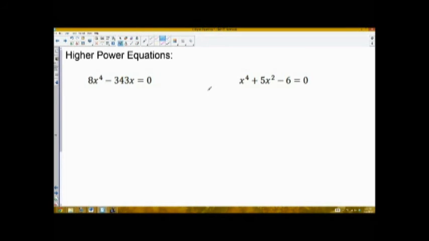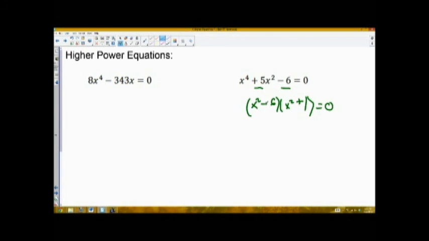Okay. So over here, this is a higher power equation, and if you notice, whenever you have an exponent which is double the next exponent, it's of what's called quadratic type. So this will factor just like a quadratic equation. I'm going to look to see what has a sum of 5 and a product of negative 6. The two numbers that'll do that for me are negative 6 and positive 1. So this will actually be x squared minus 6 times x squared plus 1 equals 0.